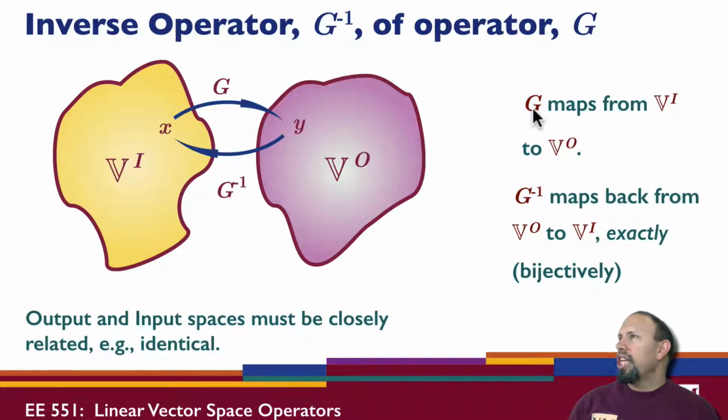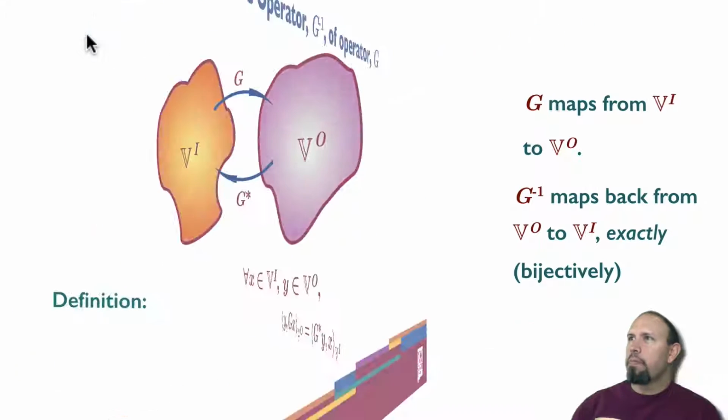So G maps from the input space to the output space. G inverse maps back, and it happens exactly. Whenever this happens, it's called a bijective map. It is one-to-one and onto. So X maps onto one point, this maps into the entire space, and this maps back into a single point. So that's the inverse operator.